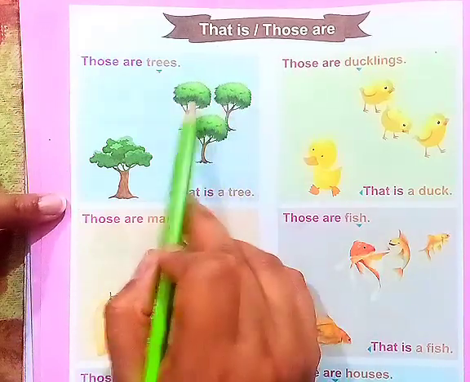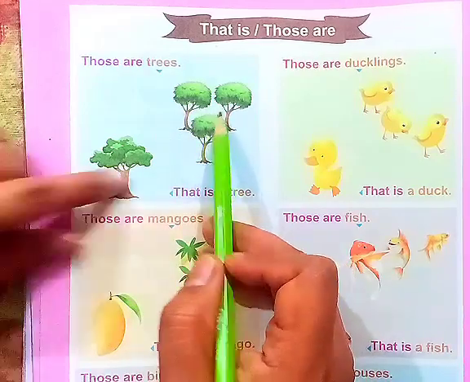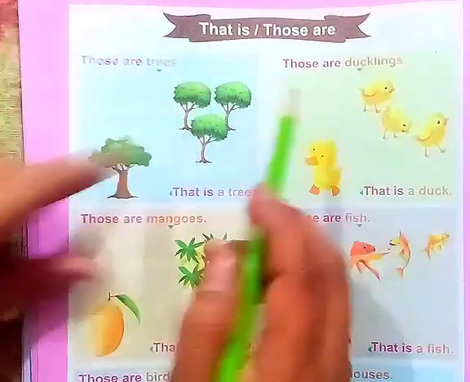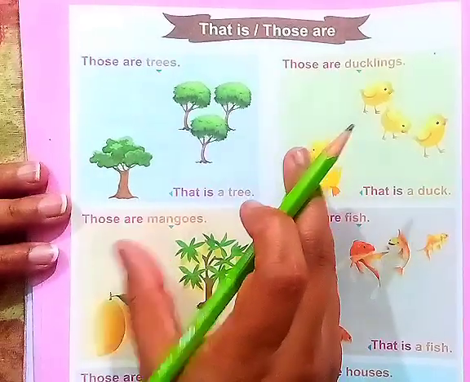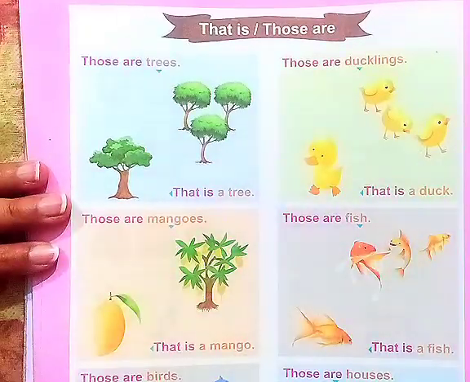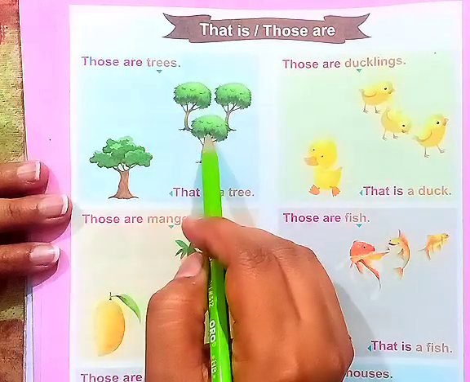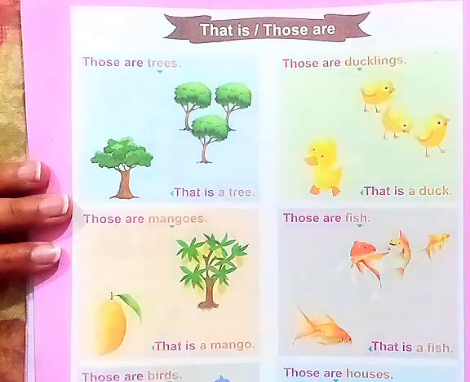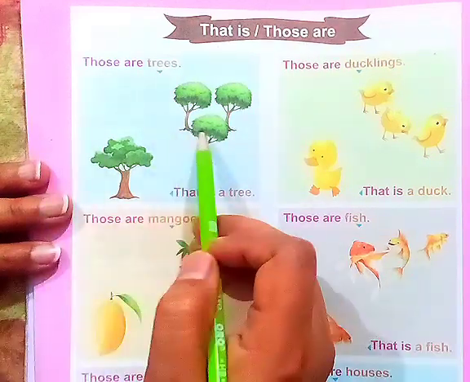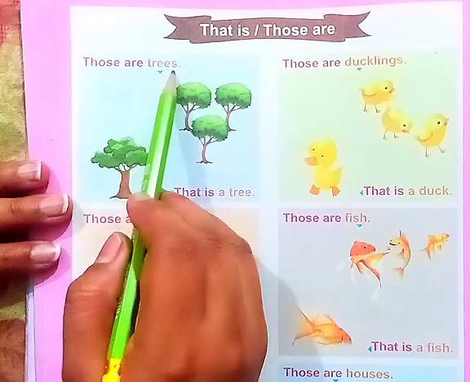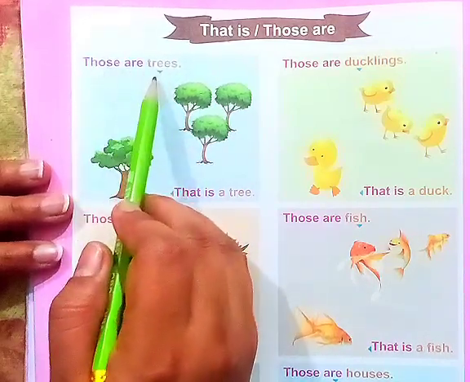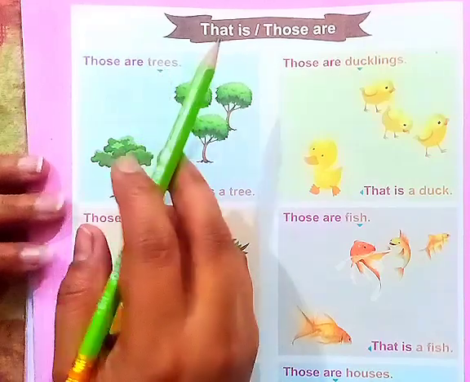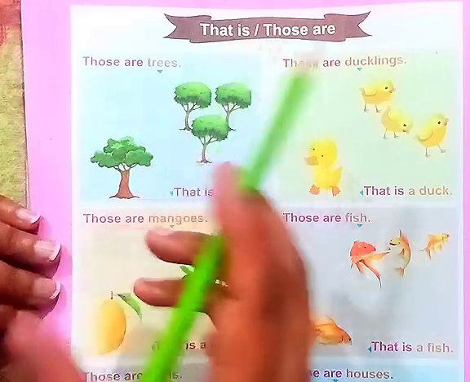Now there are three trees. Now these are three trees, and these are all far away from me. These three trees are far away from me. These are not near to me. So I'll say those are trees, right? Those are trees. Now I'll give you a little bit more simple example.